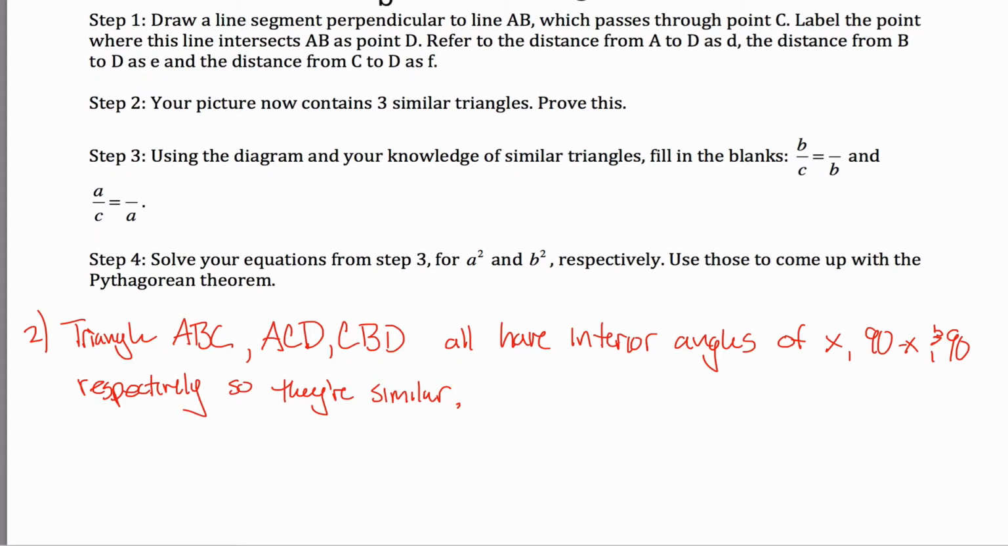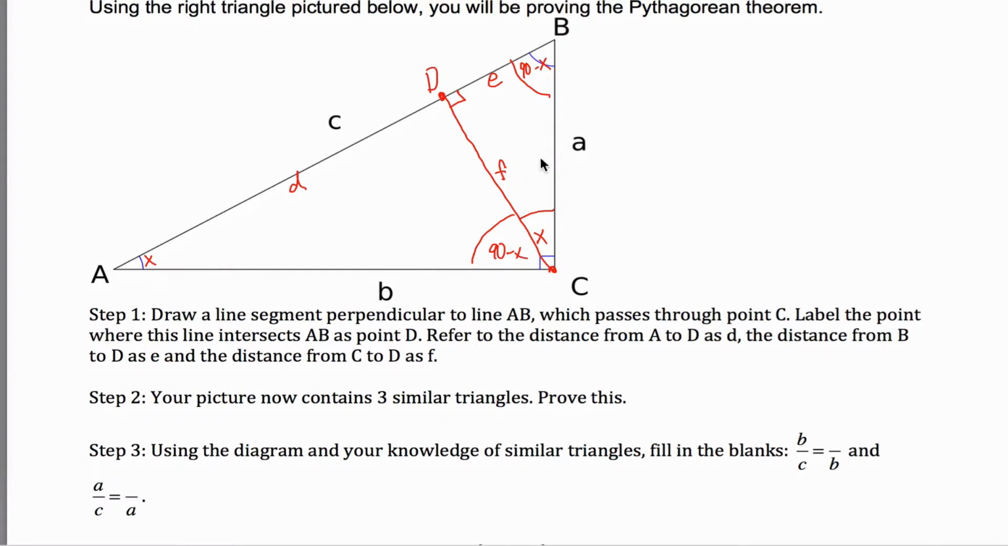So I guess this is step 2 here. Step 3. Nope, that was step 1. Nope, that was step 2. Step 3, using your diagram and your knowledge of similar triangles, fill in the blanks. B over C is equal to what over B? Okay, so B in my diagram is this length. So B is from x to the 90-degree angle, and C is from x to 90 minus x. So what I want to do is find those same ratios in a different triangle.